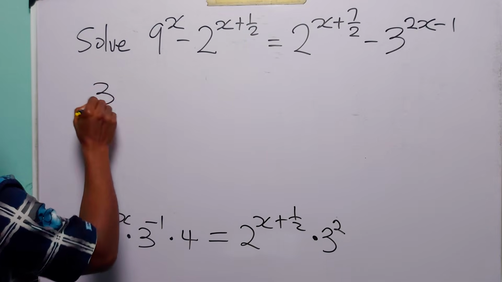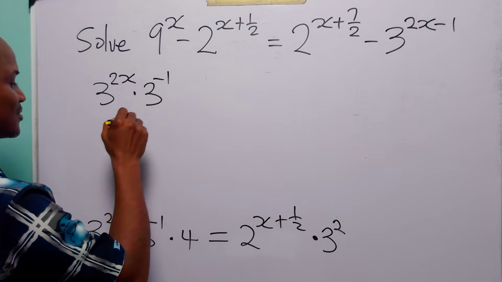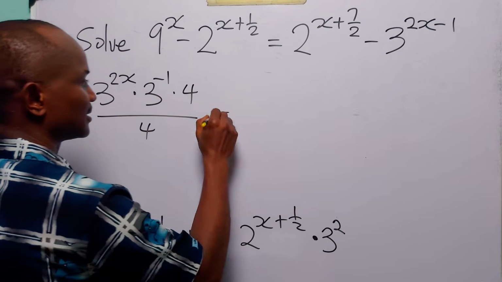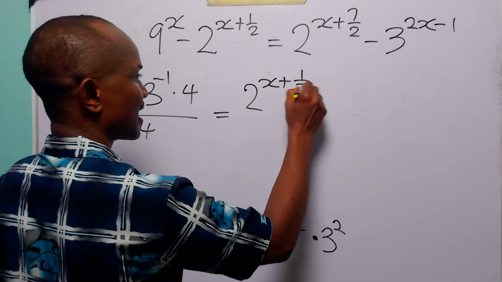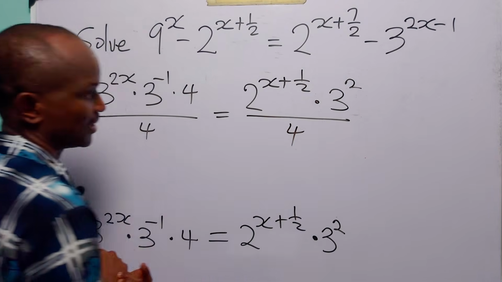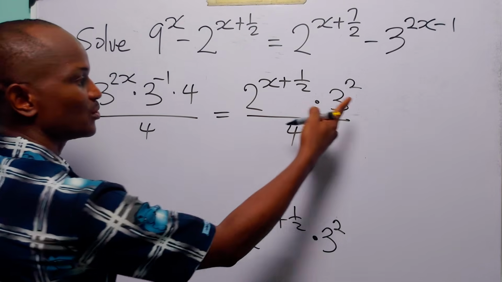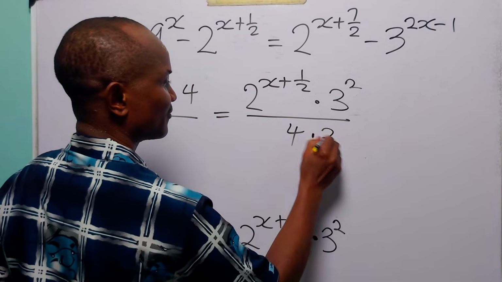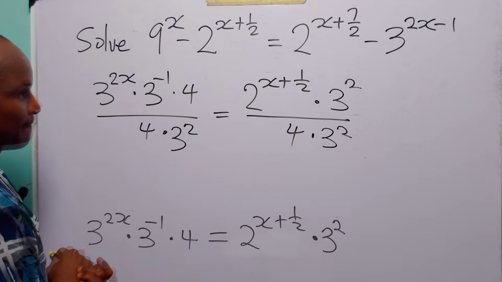So we have 3 to the power 2x multiplied by 3 to the power minus 1 times 4 over 4. This is equal to 2 to the power x plus half multiplied by 3 squared over 4. And also, to get rid of this 3 squared on the right hand side, we will divide both sides of this equation by 3 squared. So here we have 3 squared and here we have 3 squared.